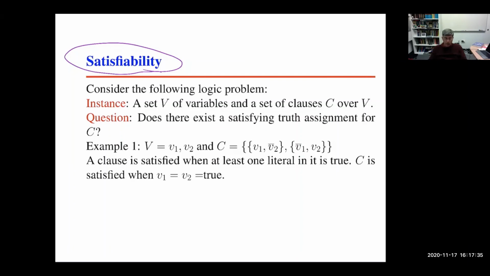Satisfiability is a logic problem. It takes as input a set of variables. Logical variables can be true and false. And it creates a set of logical clauses on them. A clause is a set of variables with a negation on it. Each clause is going to be interpreted as a logic expression. This is going to be V1 or not V2. This clause is going to be, actually, let me move it slightly.